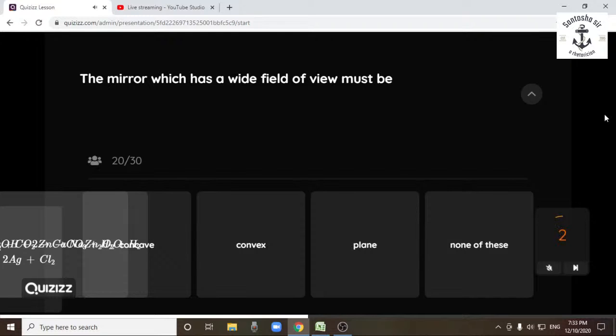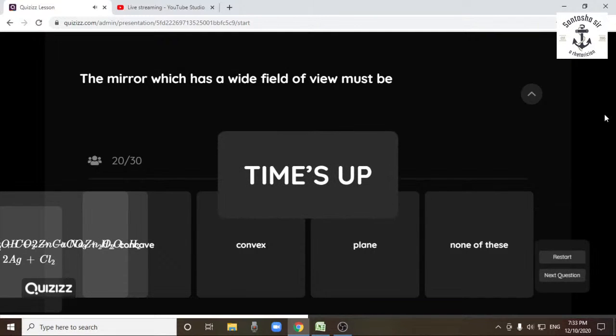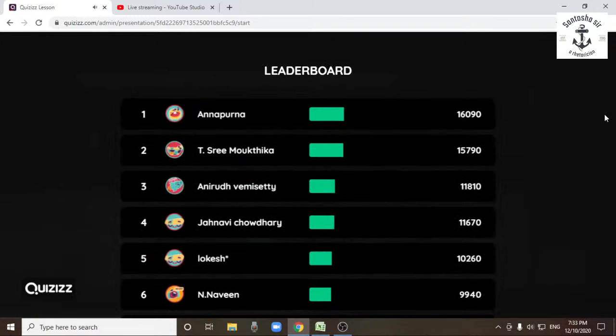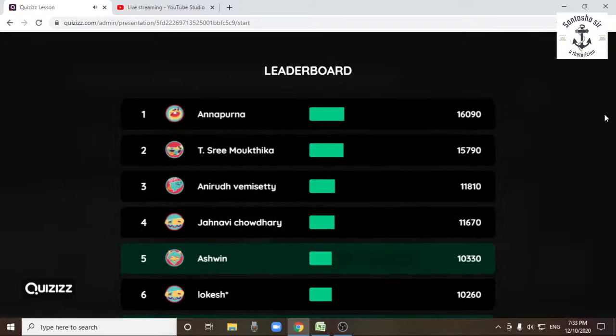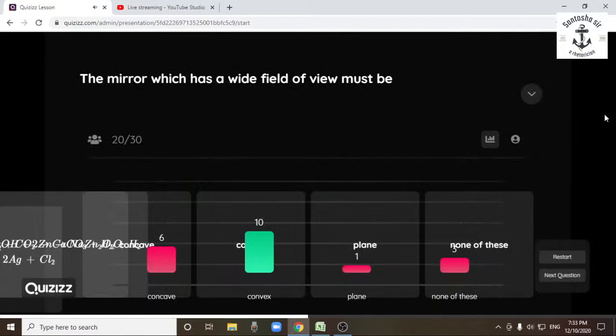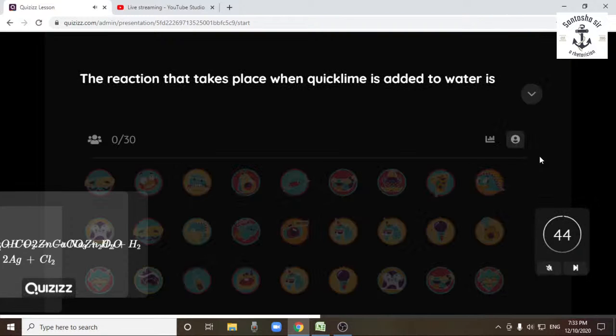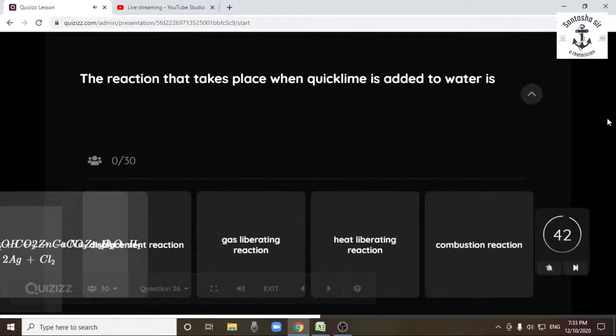Okay, time is up. We have a slight change. Ashwin has come to the 5th position. 10 members answered it right. Moving on to the next question. Question number 26. The reaction that takes place when quicklime is added to water.